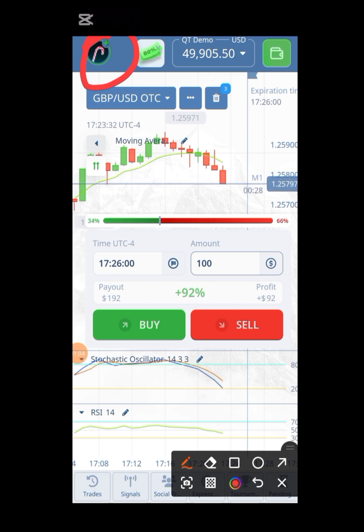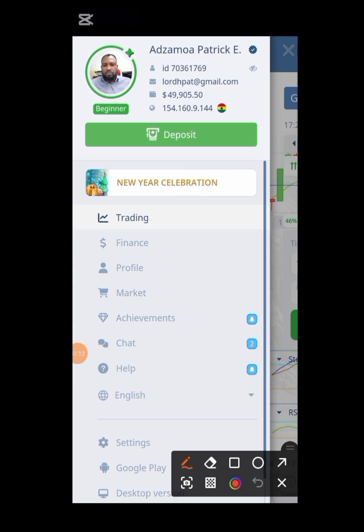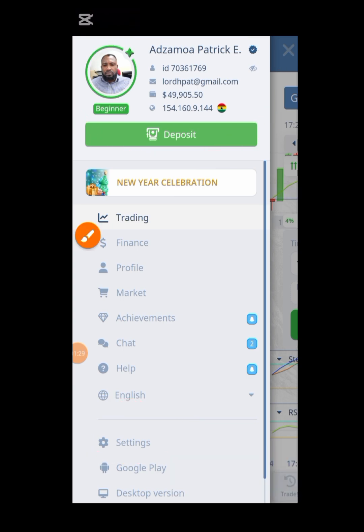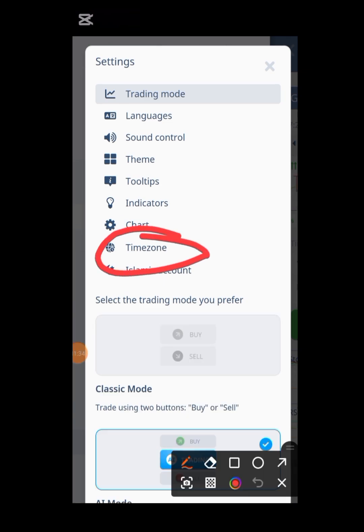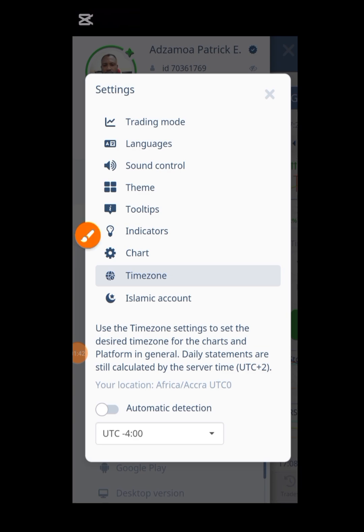You change your time zone so that you can trade with the US market. So you click on that. Having clicked on that, you come to your settings. As you can see, my details, I have gotten my information. You click on the settings and then you click on the time zone. You click on it to change the settings.